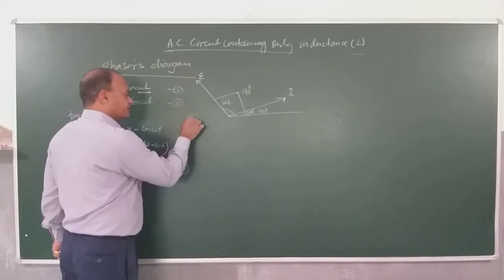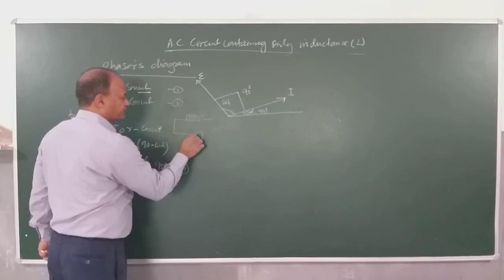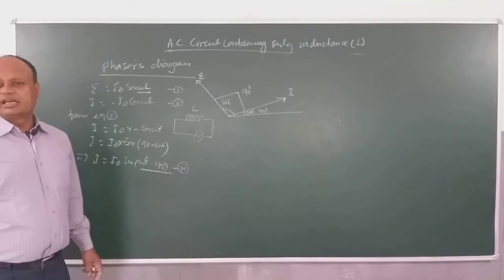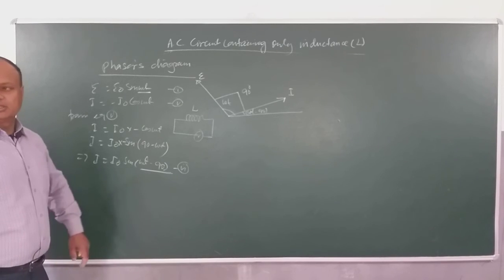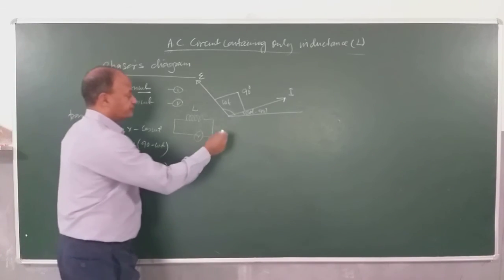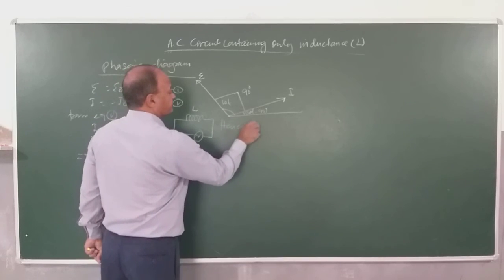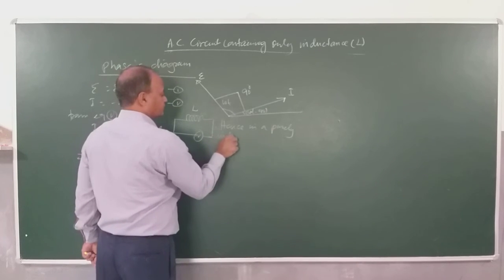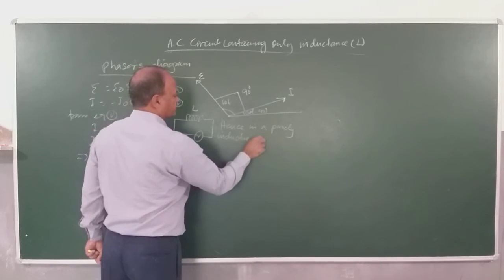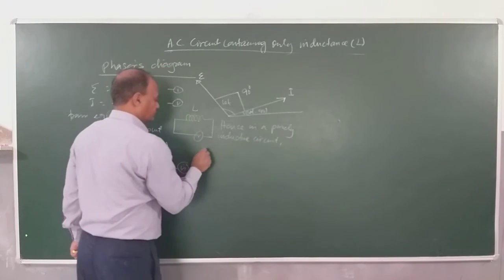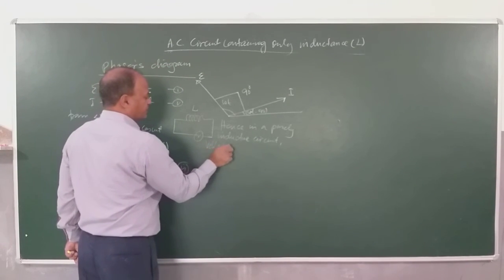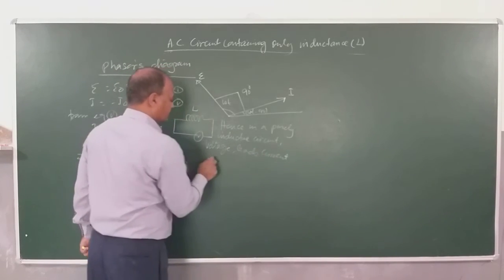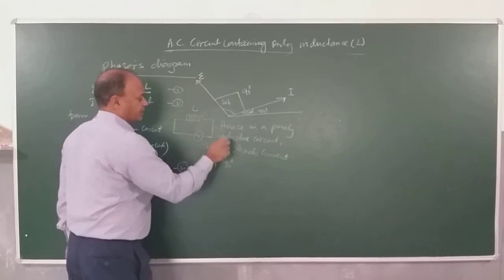So we come across a very interesting result, and you'll bear in mind that if I have a purely inductive circuit, then in this circuit voltage is leading current by 90 degrees. Okay, hence in a purely inductive circuit, voltage leads current by a right angle.